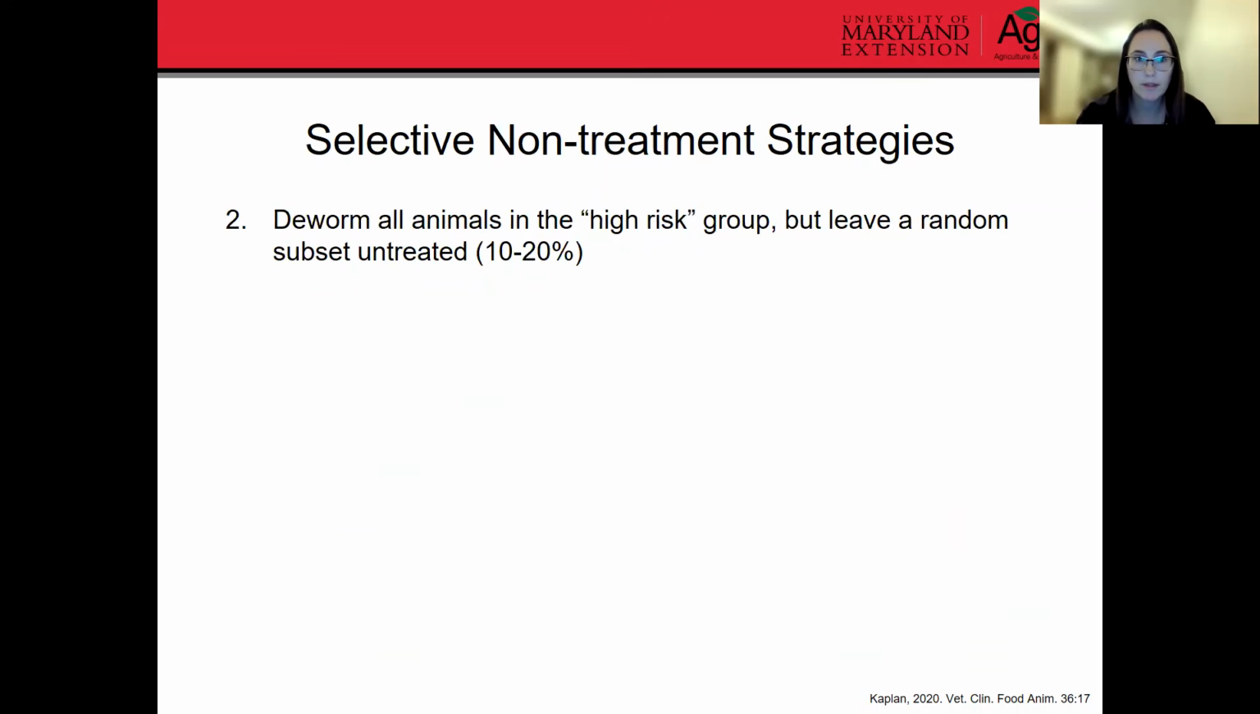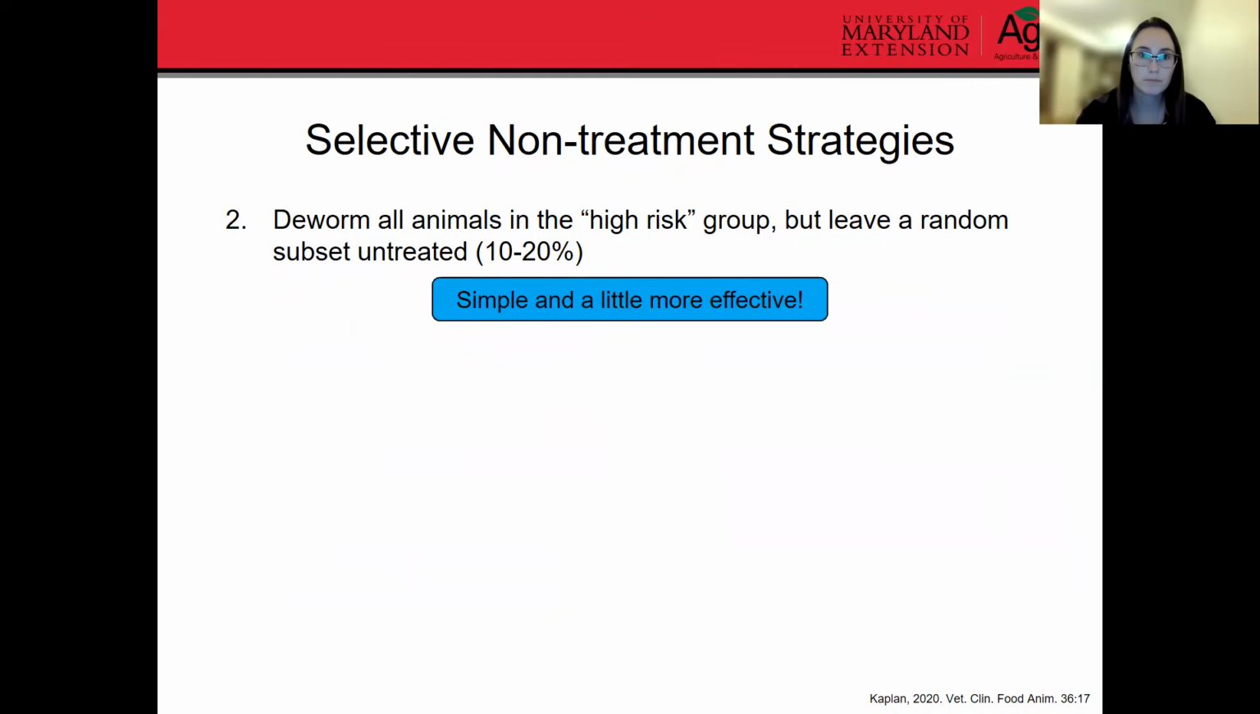If you want to take it up a notch, you could choose to deworm all of the animals in the high risk group, but leave a random subset untreated to help maintain that refugia population. So if you're deworming all of your calves, you could leave, say, every 10th calf untreated. Just decide, I'm going to count 10 calves. The 10th one's just going to be untreated every time. That's simple, and it's a little bit more intensive than that first strategy that I just mentioned.